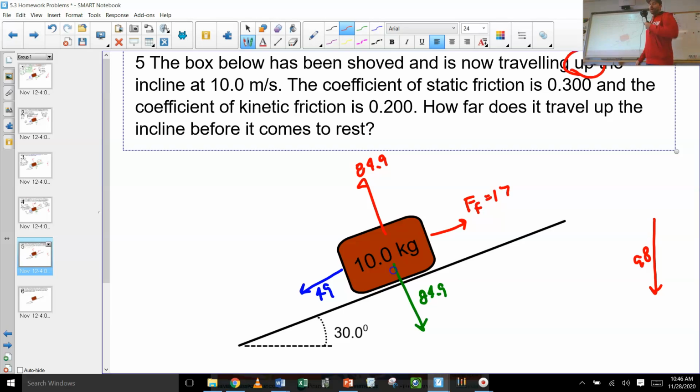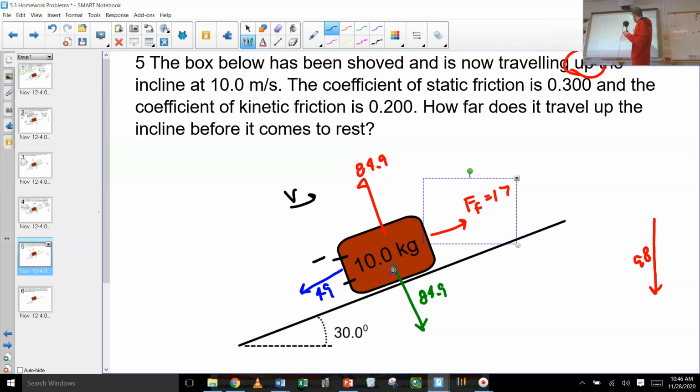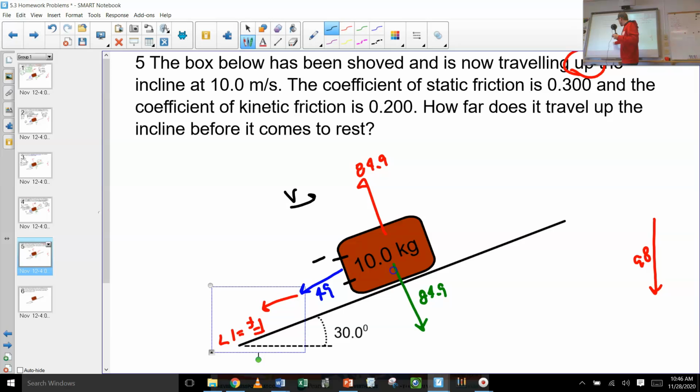When we travel up the hill, let's give you some motion things. My velocity is up the hill. When you go up the hill, remember, friction is always opposing your motion. So here's where this gets a little funky. Friction is going to be opposing me. So now in this case, gravity and friction are both opposing me.